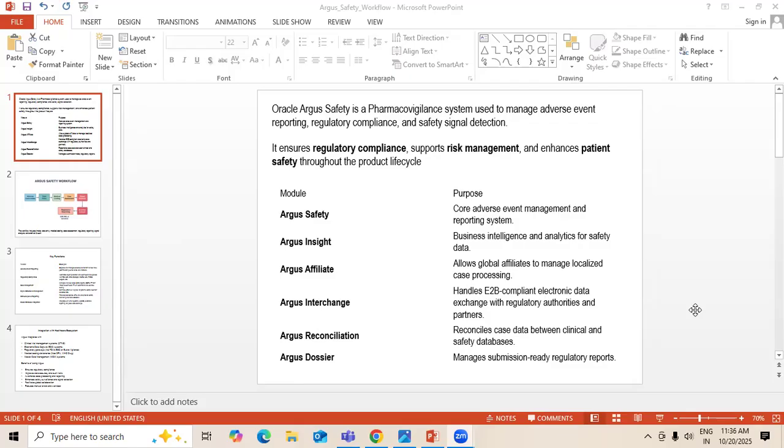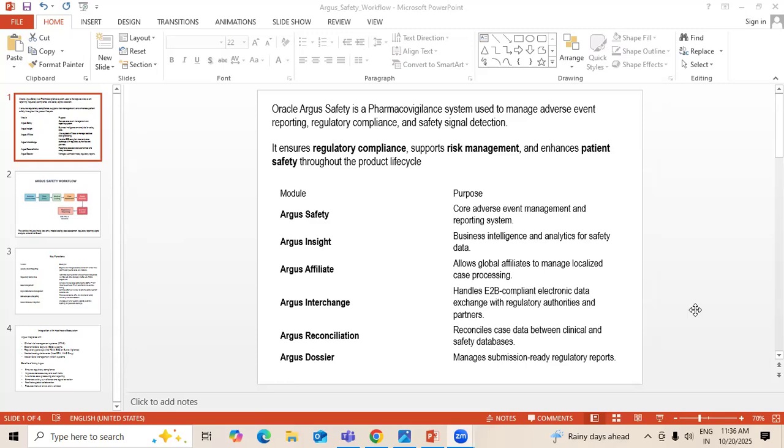It is one kind of application, or system, that we are using, because this is useful when we are moving towards the healthcare environment or upskilling ourselves in the field of healthcare. Argus Safety is a pharmacovigilance system which is majorly used to manage adverse event reporting and regulatory compliances.